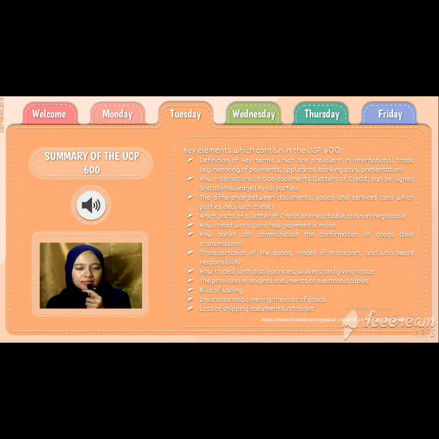Last but not least, this is the summary of the UCP 600. These are the key elements contained in the UCP 600 that explain the 39 articles.